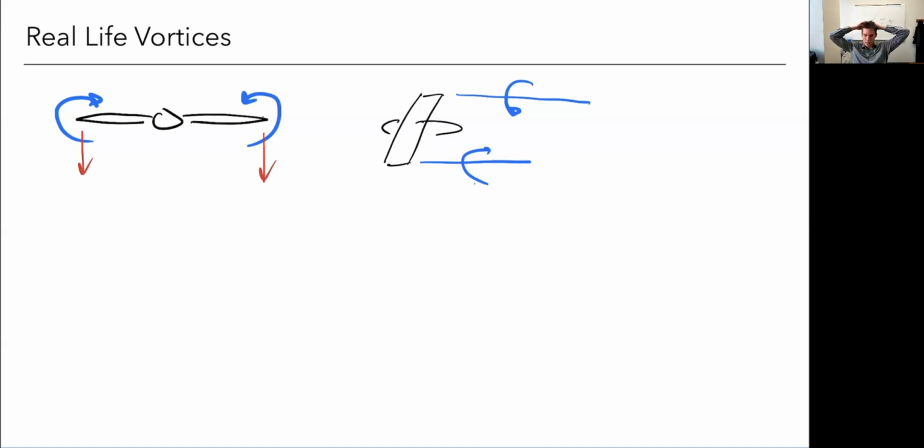And that should make sense from momentum conservation: if my airplane is lifting, that means the fluid is pushing the airplane up. So conversely, the airplane must push the fluid down.